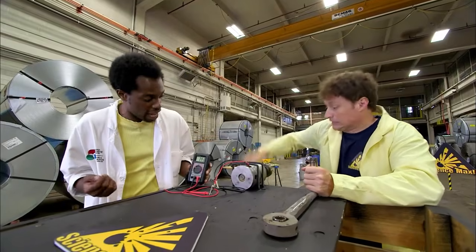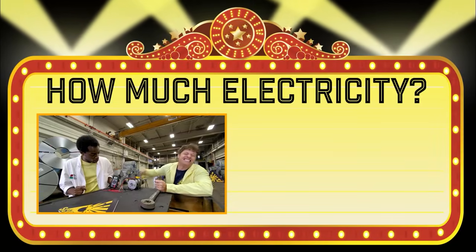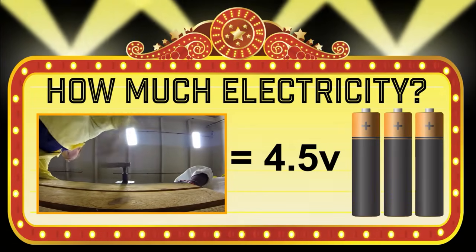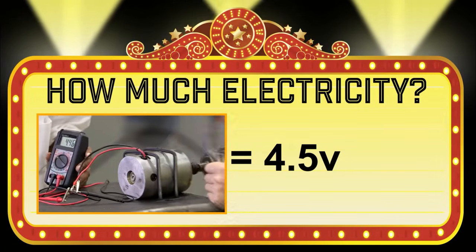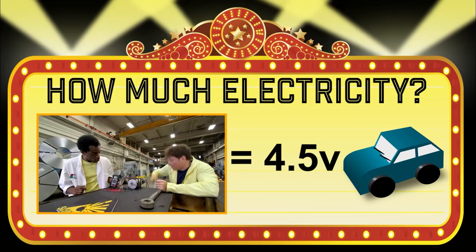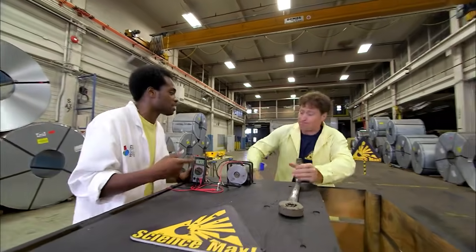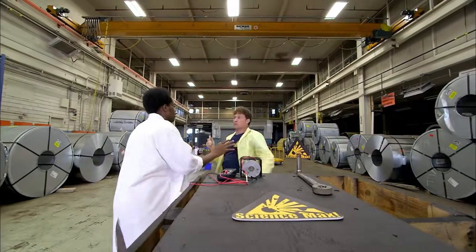We're up to like 3.5. Now, how much electricity is Phil making? 4.5. That's the same as 3 AA batteries. Maybe enough to power a toy car. Still, a long way to go. Yeah, it's a lot higher with the faster spins. Oh, all right. You okay?